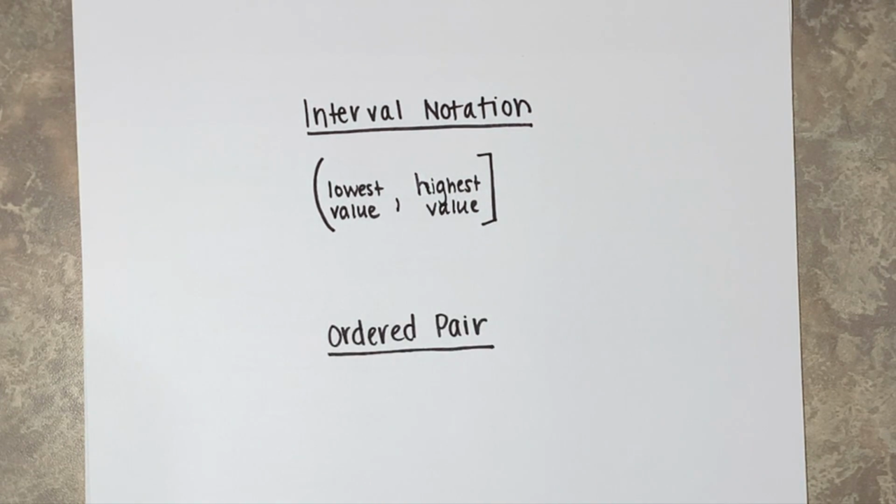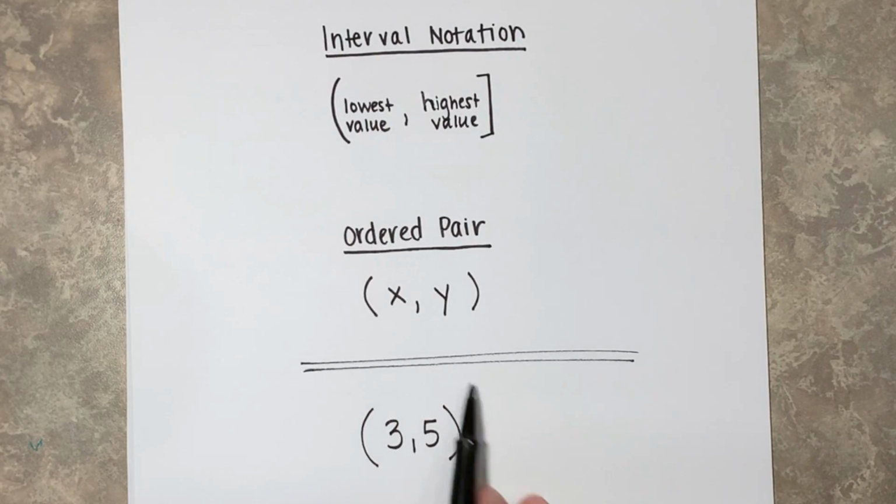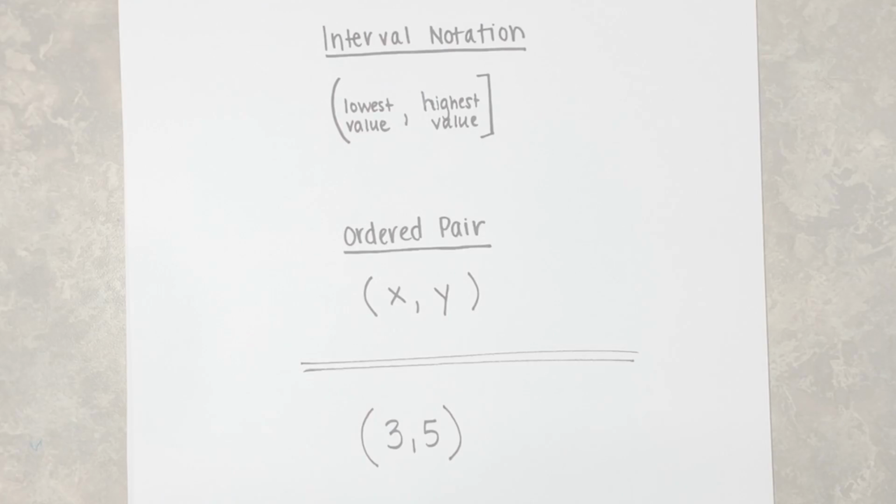For ordered pairs, we always use parentheses, and then we list the x value on the left and the corresponding y value on the right. If you just saw something like this with no context, you wouldn't know if this was interval notation or if it was an ordered pair. But usually we'll be given the context, so we'll know if this is interval notation or we'll be told if this is an ordered pair.